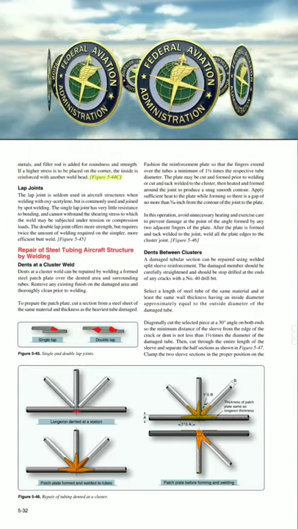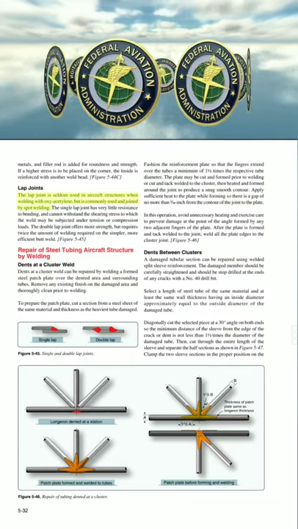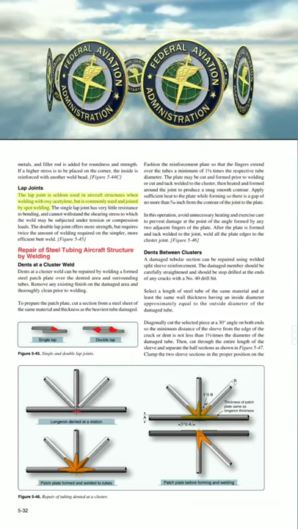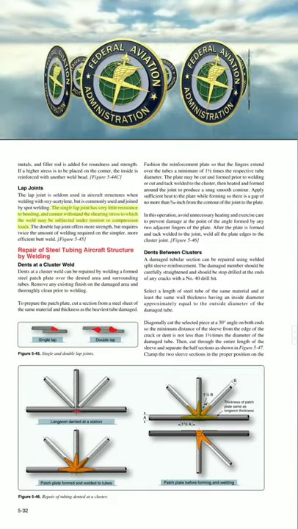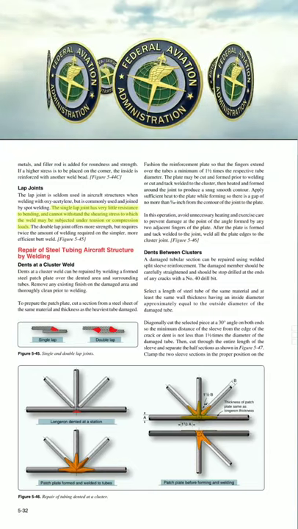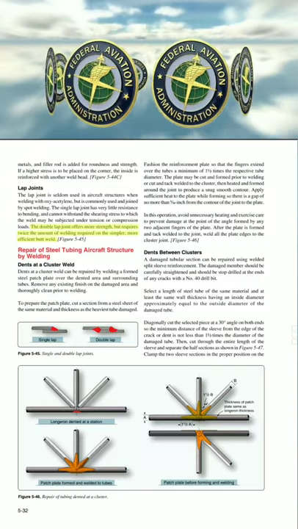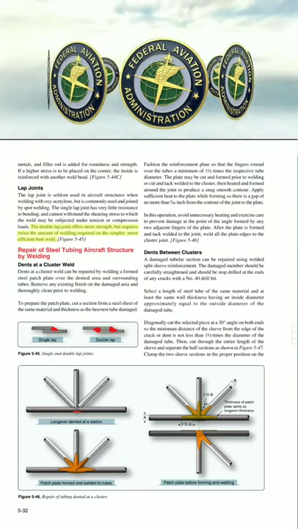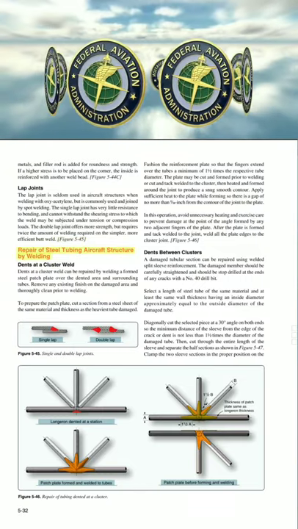Lap joints. The lap joint is seldom used in aircraft structures when welding with oxyacetylene, but is commonly used in spot welding. The single lap joint has very little resistance to bending and cannot withstand the shearing stress to which the weld may be subjected under tension or compression loads. The double lap joint offers more strength, but requires twice the amount of welding required on the simpler, more efficient butt weld.